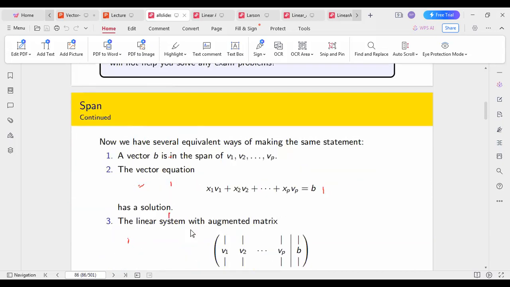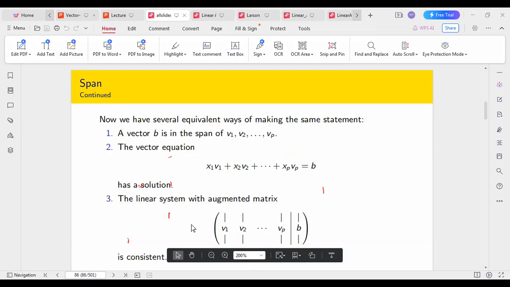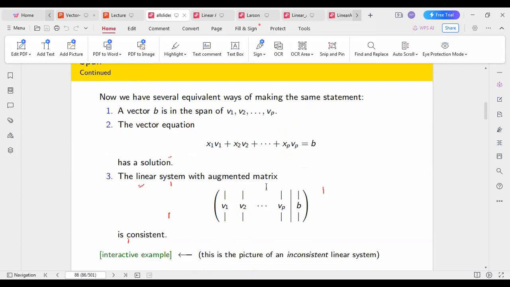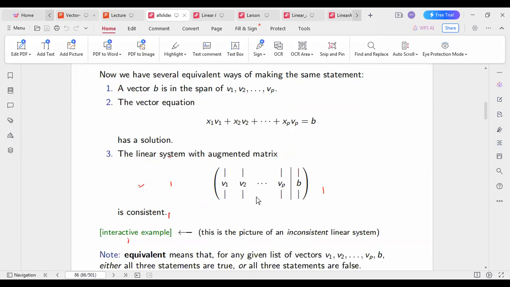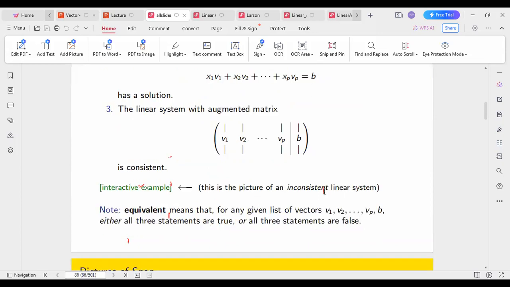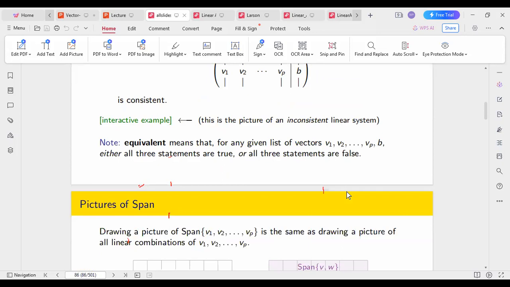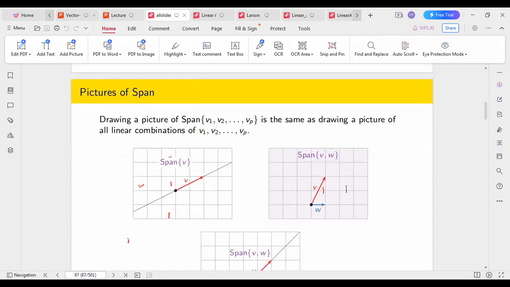Now the span can be explained through several equivalences. A vector b is in the span of b1, b2, up to bp if the vector equation has a solution. Equivalently, the linear system with the augmented matrix is consistent, which means it will have solutions. Now this is the picture of an inconsistent linear system. Now watch the picture of spans.